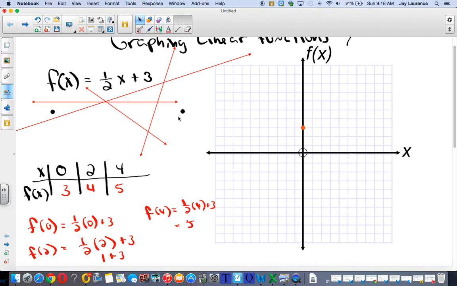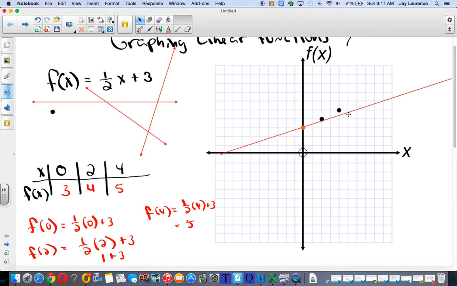All right, now I need the point 2, 4. So it's 1, 2, 1, 2, 3, 4. All right, and then a third point is at 4, 5. 1, 2, 3, 4, 5 right there. So now I'm ready to draw my line.